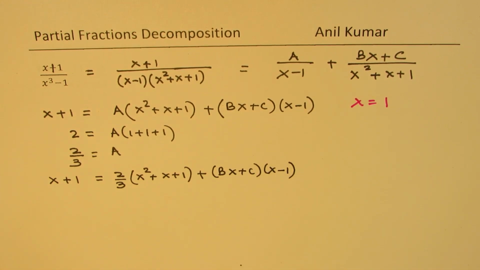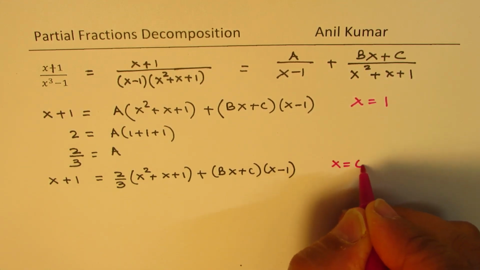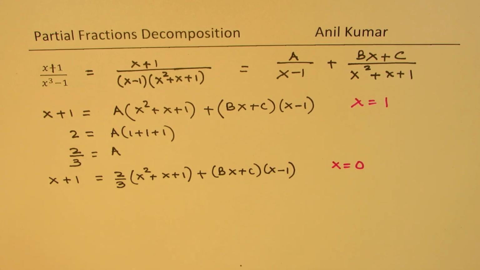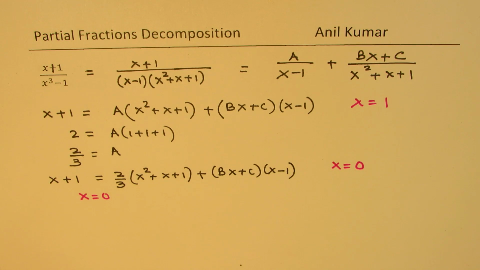Now we could substitute x equals 0. We have to do two substitutions, correct? But if I substitute x equals 0, the b term will get cancelled, right? So if I now do x equals 0, what do I get? Let me write it here. We'll do x equals 0 and then write down whatever we get.